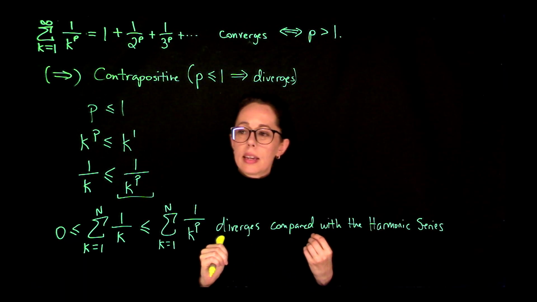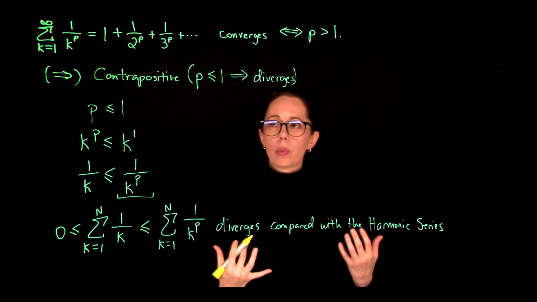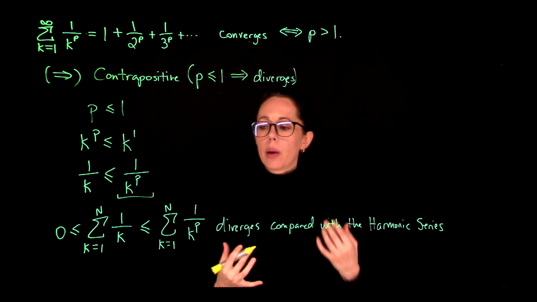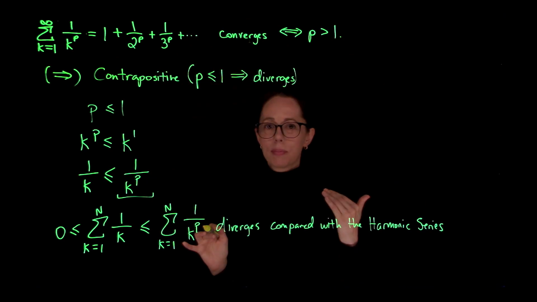All this tells us is that when P is less than or equal to 1, we have divergence. We don't yet know what will happen when P is greater than 1. So in a moment, I will come back, erase this, and we will see if we can prove the backwards direction.